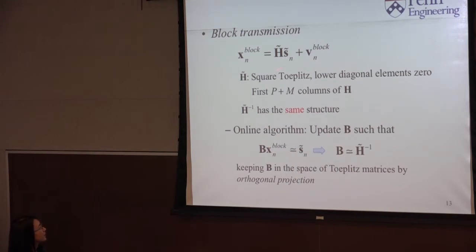And with such formulation, we want to use an online algorithm to update B, such that when we apply B to the channel output matrix, we will have outputs that are an estimate of the source vector. And ideally, the B matrix should approximate the H tilde inverse. So in other words, ideally B should also have such a Toeplitz structure. And in the process of adaptation, we want to keep B in the space of Toeplitz matrices by orthogonal projection.